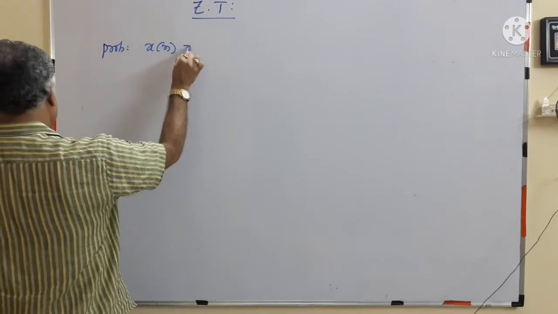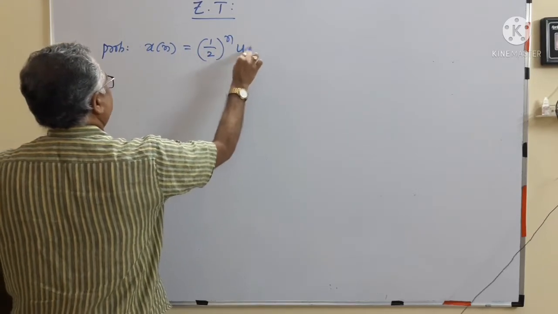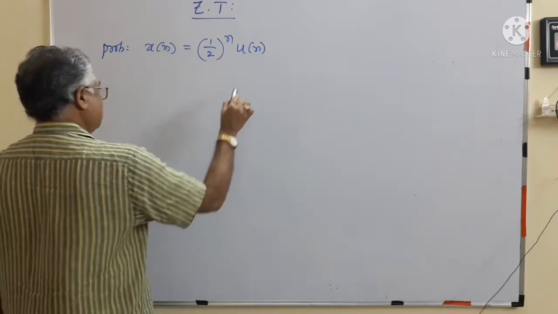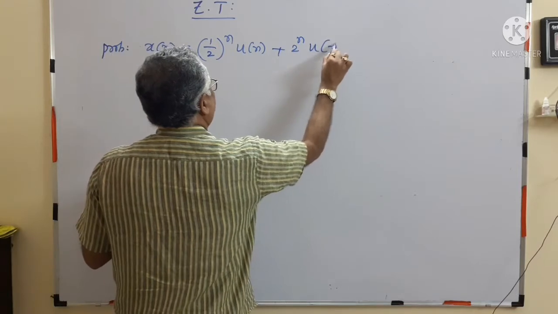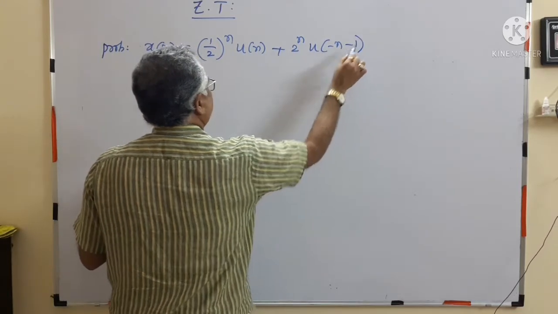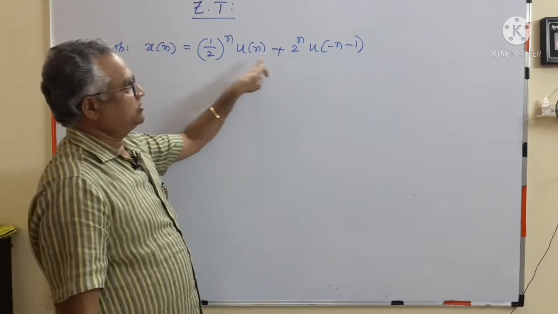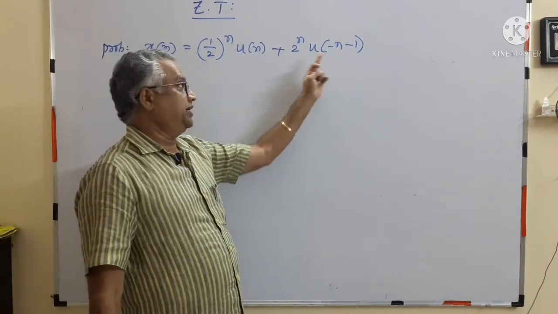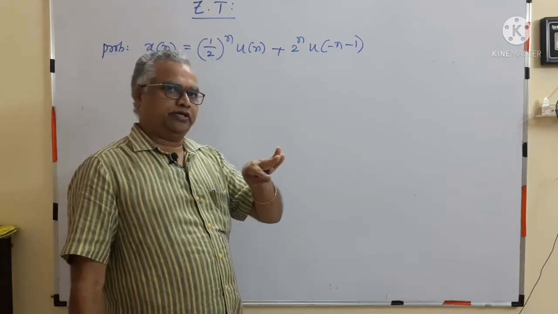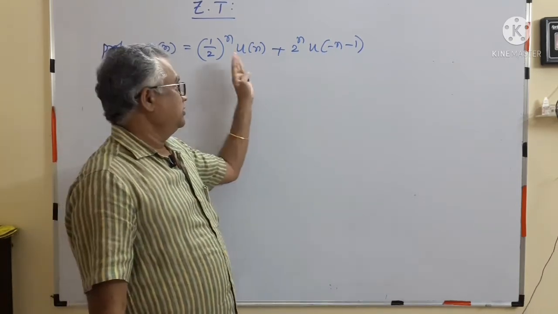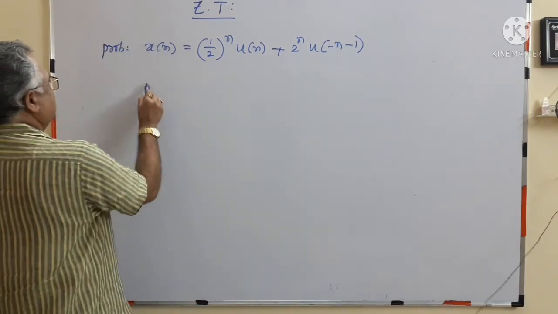x of n equal to (1/2) power n u of n plus 2 power n u of minus n minus 1. So this is a right-sided sequence, whereas this one is a left-sided sequence. The previous two models, both right and both left, are done. Right and left, so how to solve?